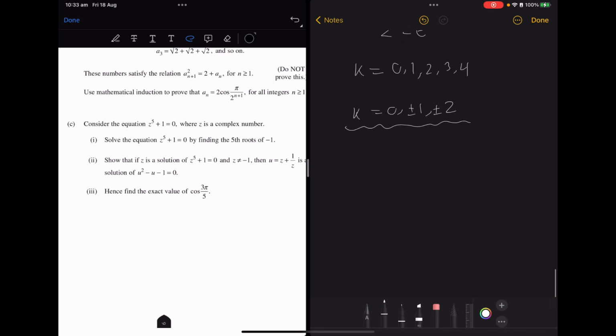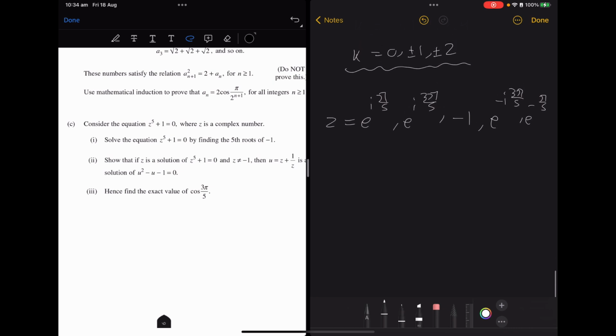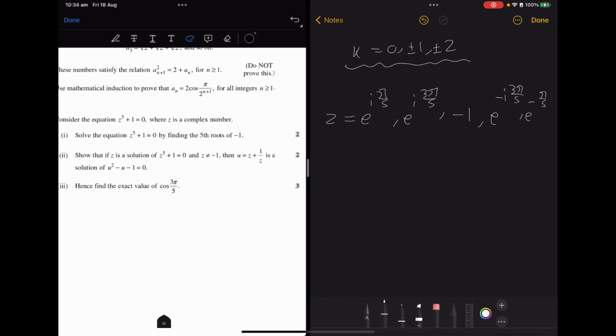So we have z equals e to the i pi over 5, e to the i 3 pi over 5, e to the i 5 pi over 5, which is just e to the i pi, which is just negative 1, and e to the negative i 3 pi over 5, and finally, e to the negative i pi over 5. We can just leave it as this, and this will be our fifth roots of negative 1.